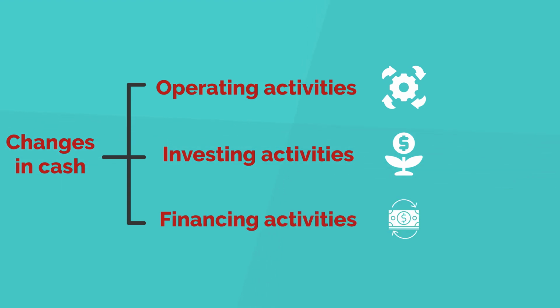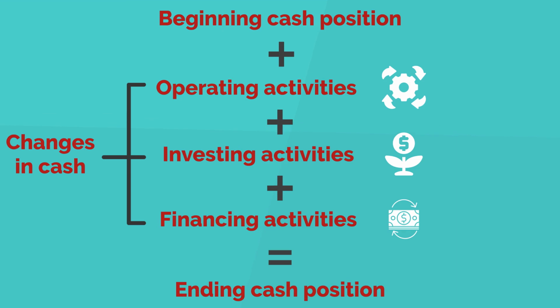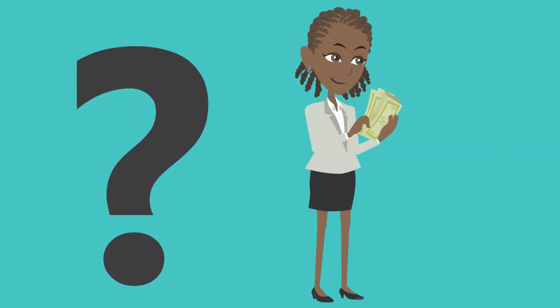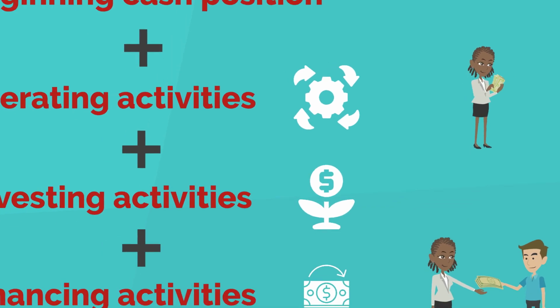So, if we take the beginning of period balance of cash, and then add net changes from operating activities, investing activities, and financing activities, then we get the end of period cash position. Michelle's borrowed sum would be a part of her inflow of cash from her financing activities. Can you guess under which category would her part-time income feature? Yes, it's in the operating activities.